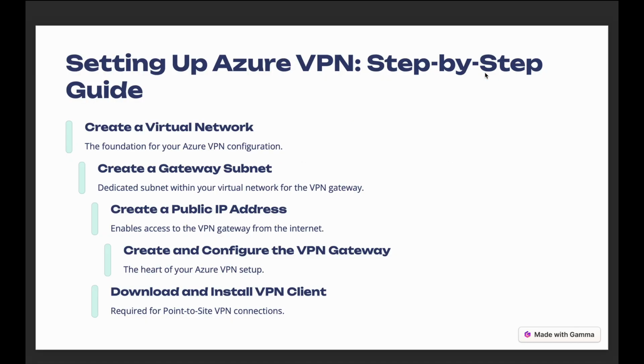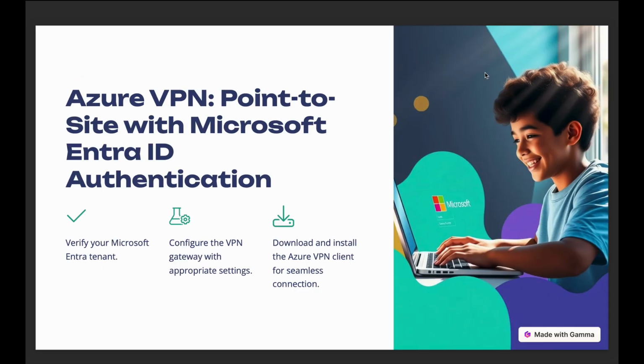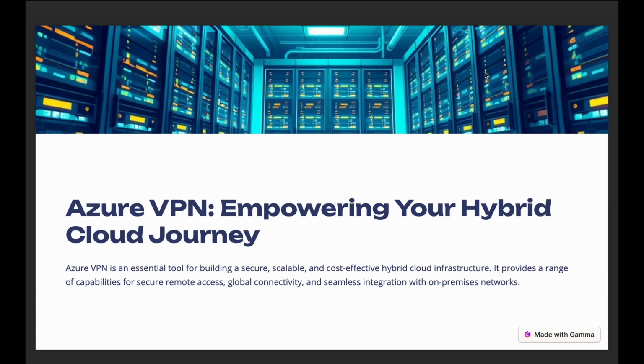Then in the virtual network, we'll create the gateway subnet, then the public IP, and then the gateway. For the connection from our laptop, we have three authentication options: the certificate, the RADIUS, which uses the Windows Server AD, and then the Microsoft Entra ID authentication, which we are going to use in this video. For this authentication, we'll need our Microsoft Entra tenant, and then we need to configure the options in the Azure VPN client also. So we'll see all this in the video.